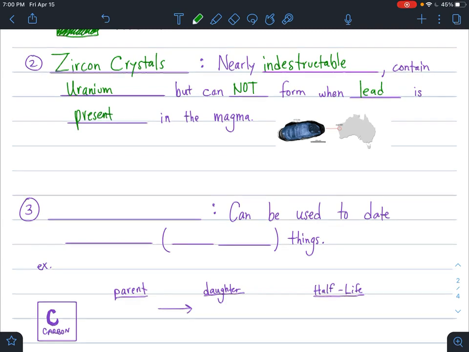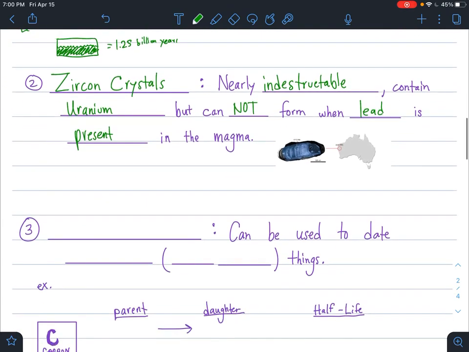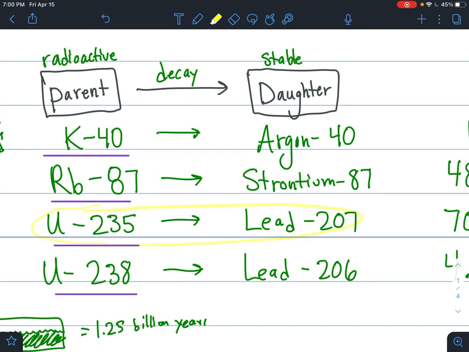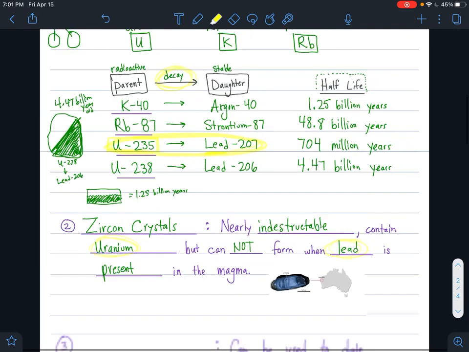Now, think about this for a second. The reason this matters is that if zircon crystals contain uranium and can't form when lead is around, then we know very precisely the time period in which the zircon crystal was created. Since uranium breaks down into lead, every single piece of lead we find in that zircon crystal had to have happened since day one, because the crystal would never have formed if lead was there. So if there's now lead in it, it only happened through radioactive decay. That's pretty cool.